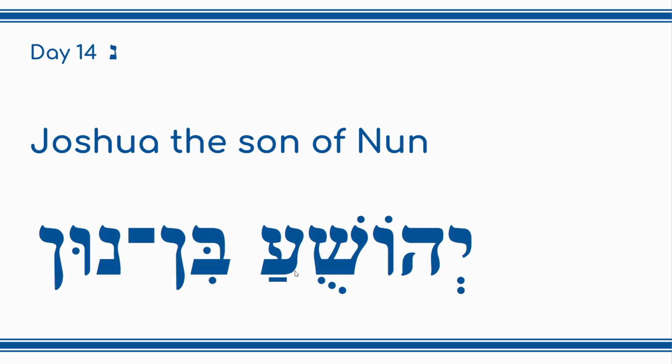And this is what it looks like in Hebrew. This is Yehoshua, and that's the name for Joshua. Then you have Bin, that's son over here, and then you have Nun. So Yehoshua bin Nun, which means Joshua the son of Nun.